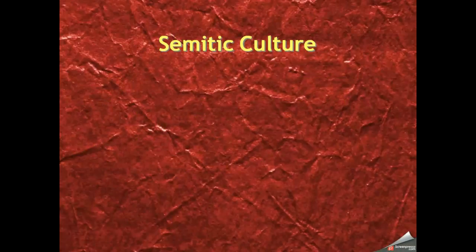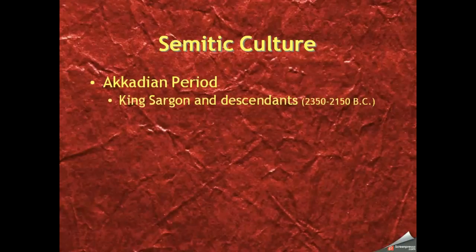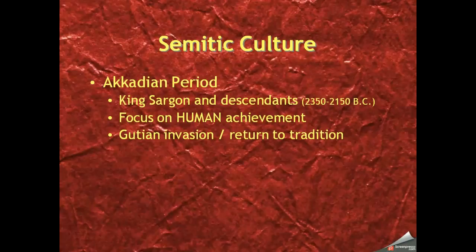Let's look more closely at Semitic culture. During the Akkadian period, we see the rise of the Semites, King Sargon and his descendants around 2350 BC. There was a focus on human achievement. That's why we see all these huge stone monuments to the various rulers. The Gudian invasion marked the downfall of the Akkadians. There was then a return to more traditional practices. And then that brings us to the Babylonian legacy.